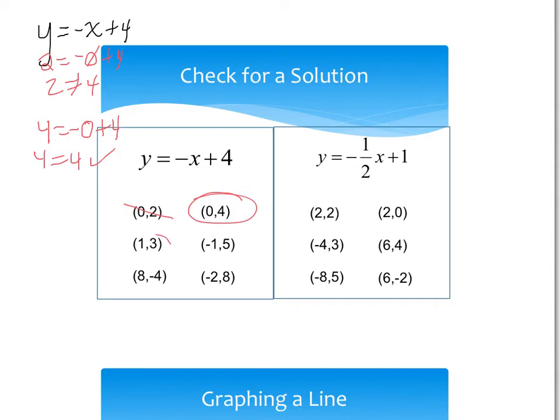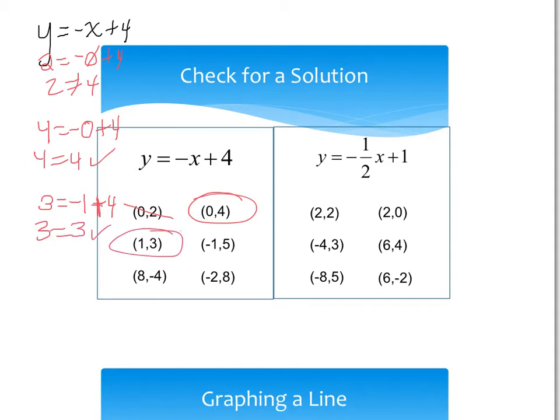Now I'm going to try 1, 3. Whoops, I did not mean to circle that. I meant to highlight. Okay, so let's try 1, 3. And we've got 3 in for y, negative x, so that would be negative 1 plus 4. 3, does 3 equal negative 1 plus 4? And it certainly does. So we've got a second solution.